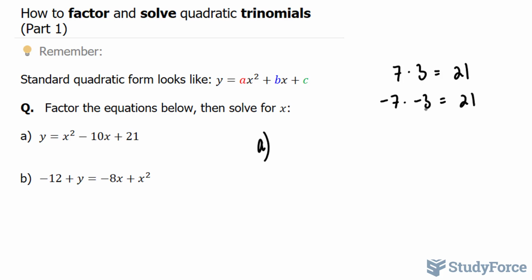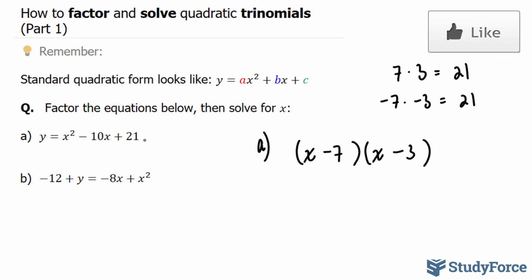Once you have found those two numbers, you will need to open up two sets of brackets. And the variable that we're using here is x, so we're going to use x, and we'll place them in the first position of both of these brackets. Using the numbers that we found, negative 7 and negative 3, we place them beside the x's. We have just factored this equation. Furthermore, we need to solve for x. So to solve for x, we need to set y to 0.